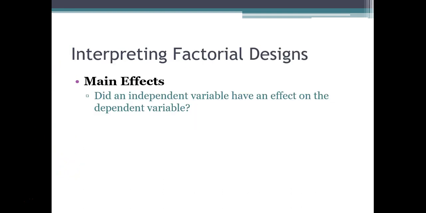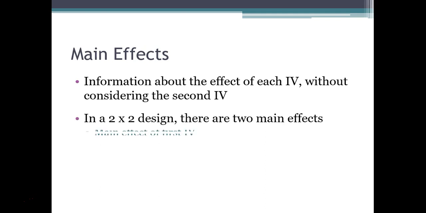So first of all, we're going to look at main effects. Did an independent variable have an effect on the dependent variable? Basically, when you're looking for main effects, you're looking at the effect of each independent variable without considering the second independent variable. So in a 2 by 2 design, there are 2 main effects. You have a main effect of the first independent variable and a main effect of the second independent variable. You'll have a main effect for each independent variable you have.